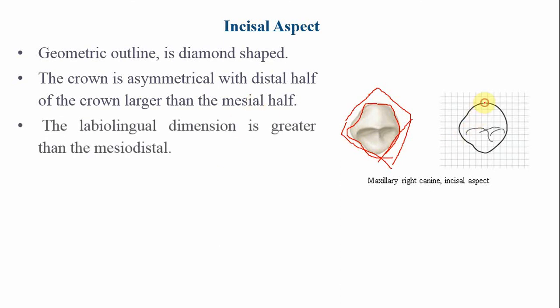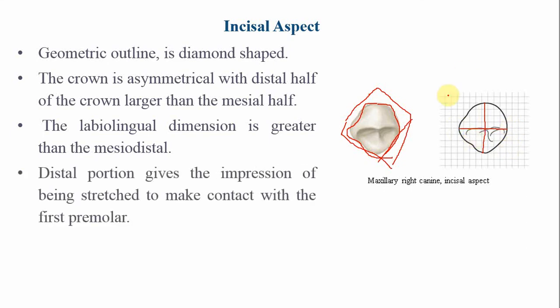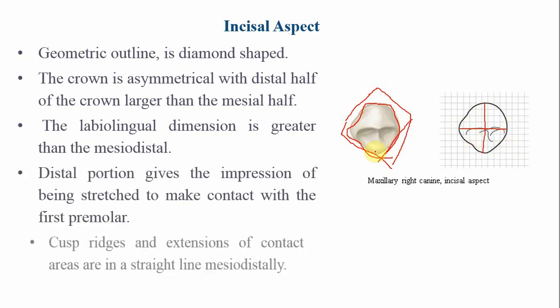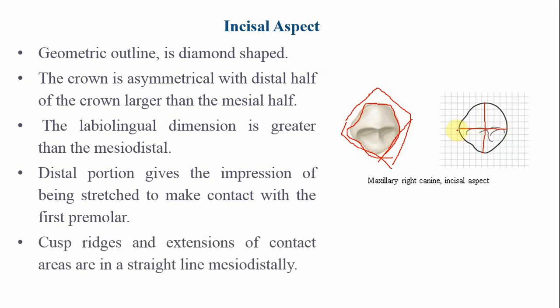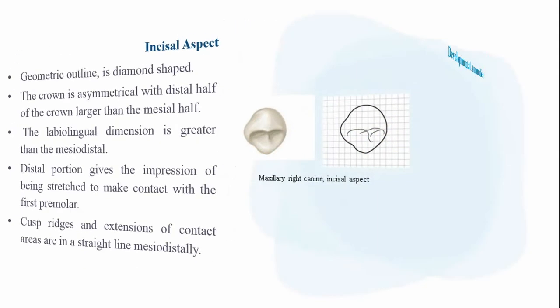The labiolingual dimension is always greater than the mesiodistal dimension. This was mentioned earlier. Finally, another characteristic feature is that the extension of the cusp ridges and the mesial and distal contact areas usually form a straight line across the incisal aspect of the tooth. This will differentiate the maxillary canine from the mandibular canine, where the extension of these landmarks usually is not straight but with a lingual inclination.